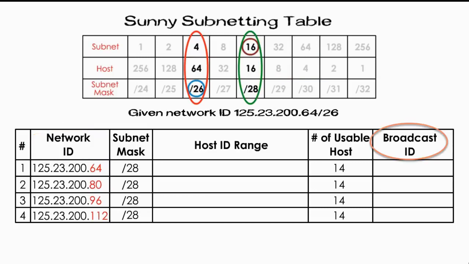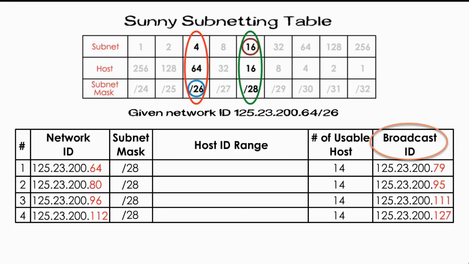We move to broadcast ID. The last host ID is reserved for its broadcast ID. Therefore, the first broadcast ID is 79. The second one is 95. The third is 111. The last one is 127.